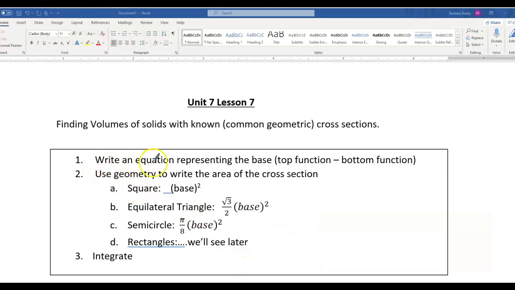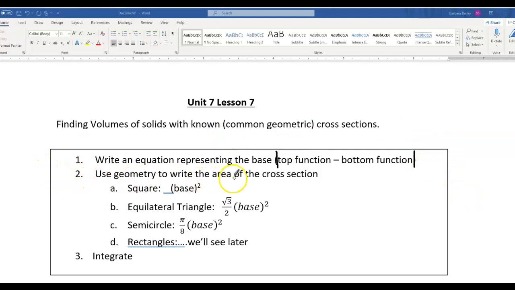All right, so that's the first one. Write an equation representing the base. It's the top function minus the bottom function. Now, once again, just like when you're finding the area, if you want to just avoid the whole question of which one's on top and bottom, you could just put this in absolute value bars, and that will correct the issue for you. Even if you accidentally put them in there backwards, it'll still work. So this is really the safest way to do it, is put absolute value bars on.